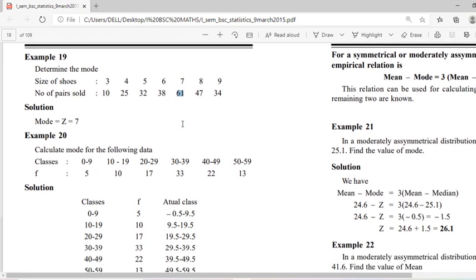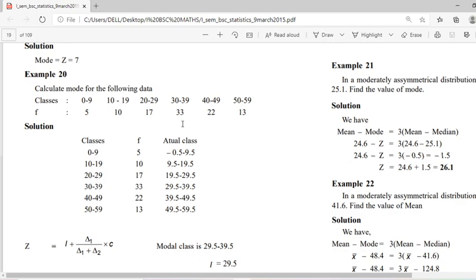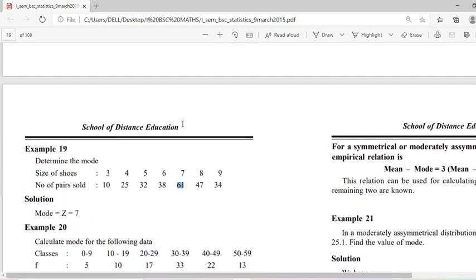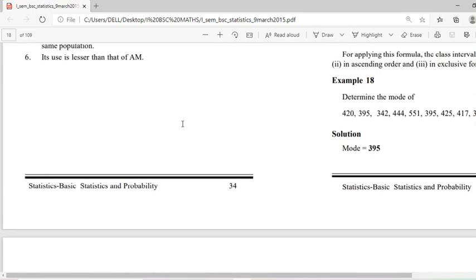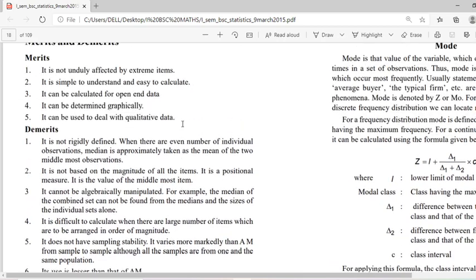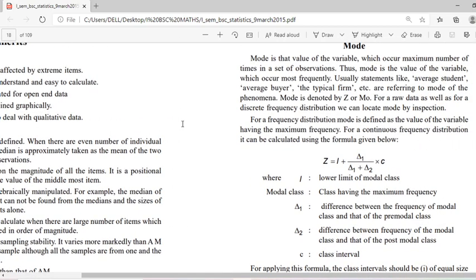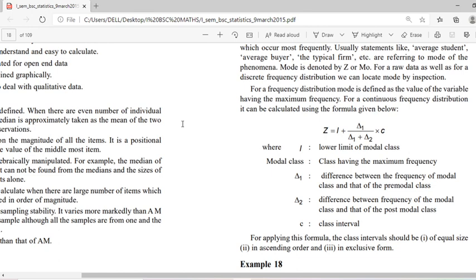Another example is a class frequency example. I think you got the idea of computing mode for the raw data. Now we consider the equation for computing mode for class frequency data. For a frequency distribution, mode is defined as the value of the variable having maximum frequency. For a continuous frequency distribution, it can be calculated using the formula given below.